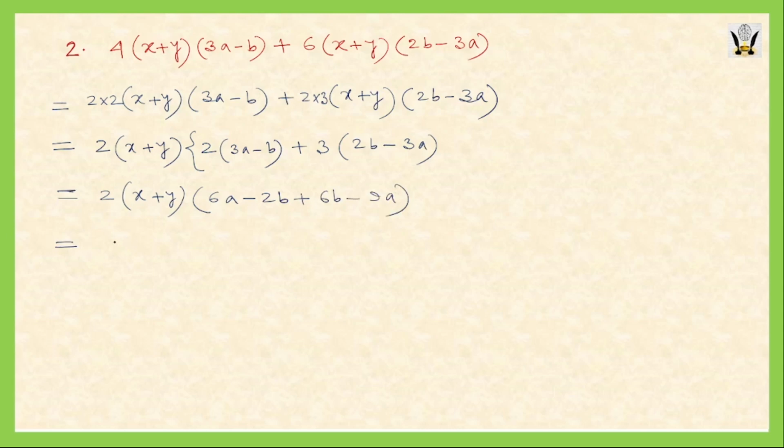Now we have to simplify a little bit more, so it will be 2 times x plus y, and then 6a and minus 9a, these two are the like terms, and also minus 2b and 6b, these two are like terms. So 6a minus 9a will be minus 3a, and from here we will have 4b. Now if we rearrange the factors, it can be written as 4b minus 3a. Otherwise if we leave it here, that will also be correct.